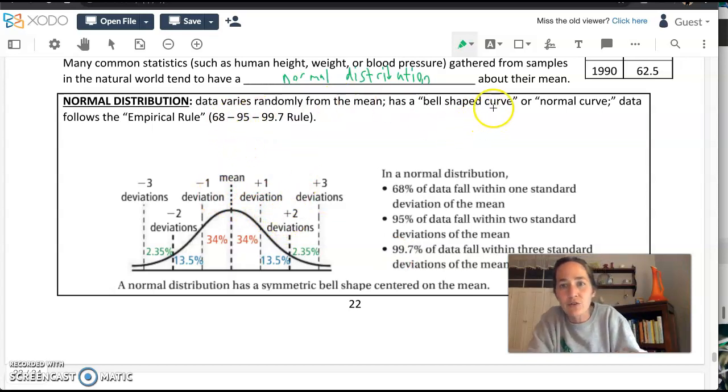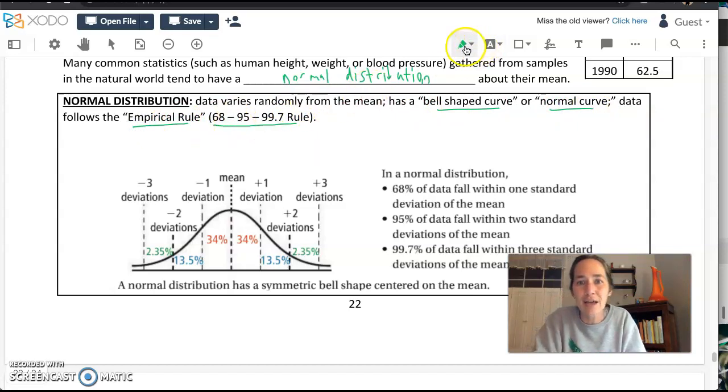Some people call this, okay, so underline the keywords here. If you see bell-shaped, if you see the term normal curve, or if you see empirical rule, which is also sometimes called the 68, 95, 99.7 rule.